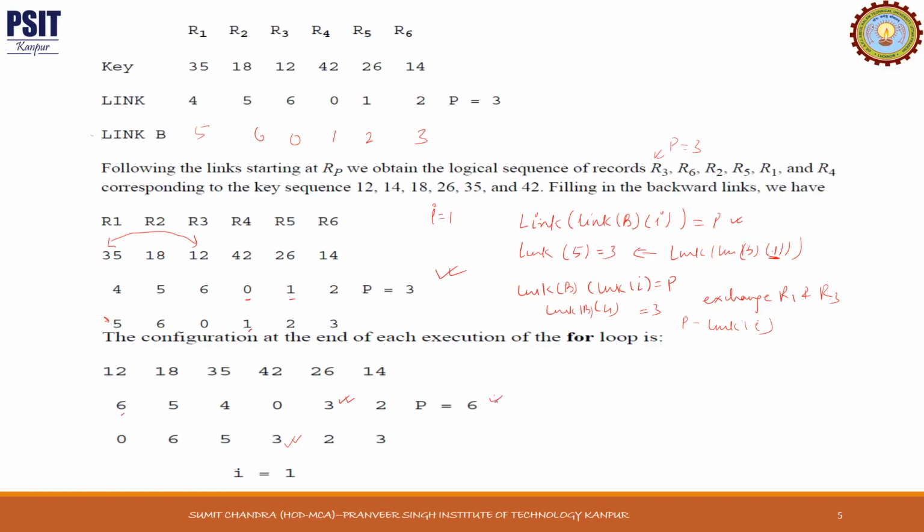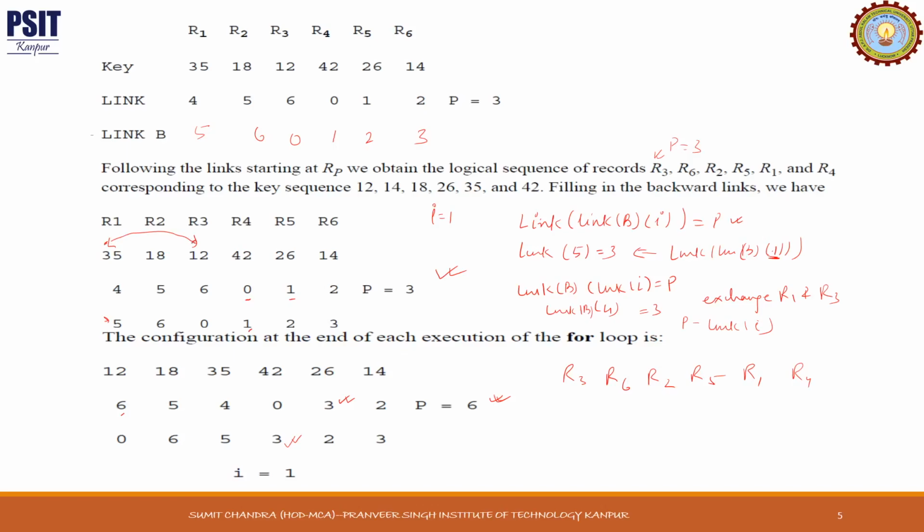So P is equal to 6 now. At the end of this first iteration, the first element is the smallest element and we have this sequence. See carefully what sequence we had: R3, R6, R2, R5, R1, and R4. So basically what we did here, we exchanged this element with this element.